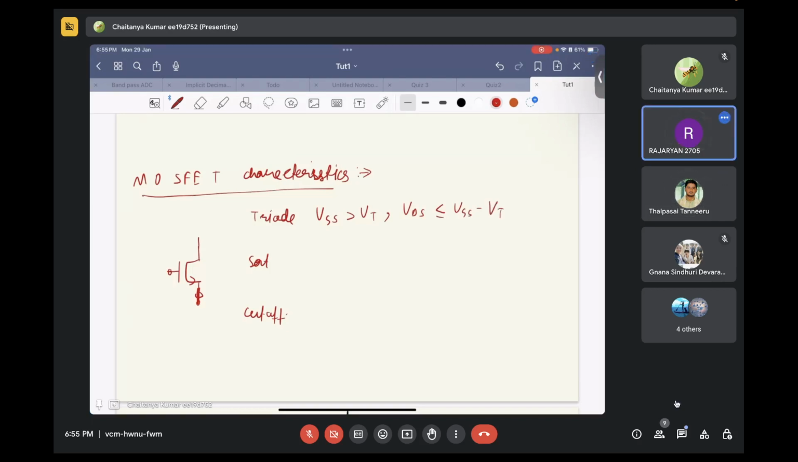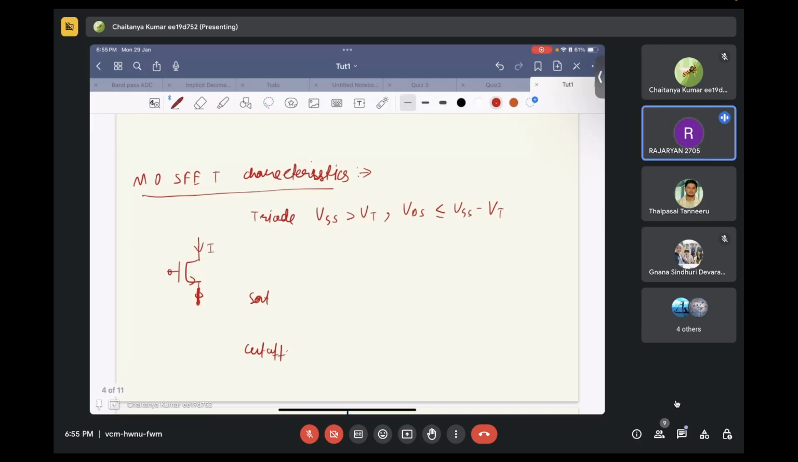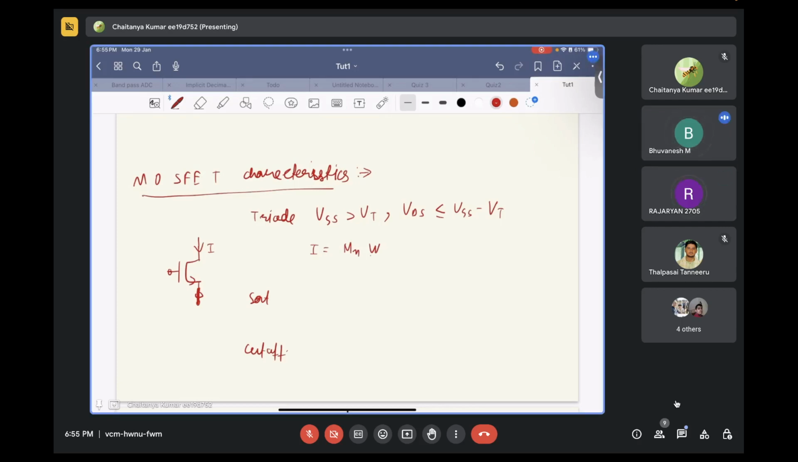Okay. And what is the current equation in this particular region? Sir, ID should be half mu n Cox W by L times VGS minus VT times VDS minus VDS square. Okay. Yes, sir.